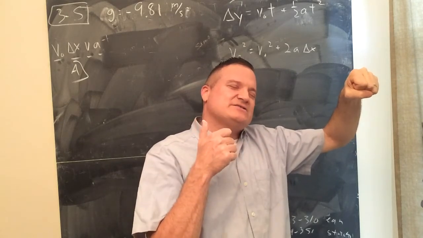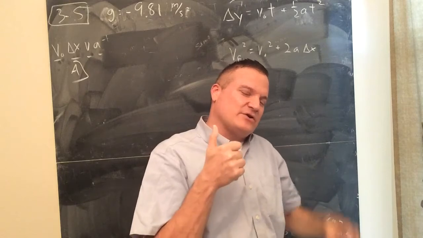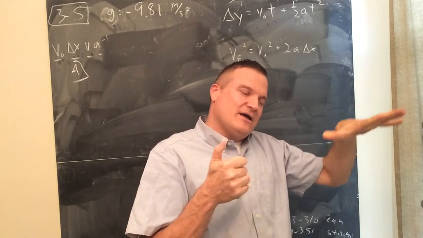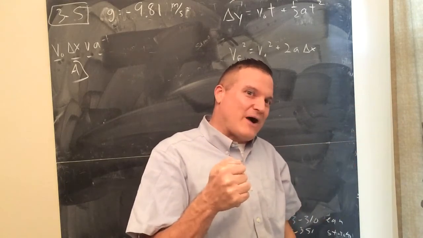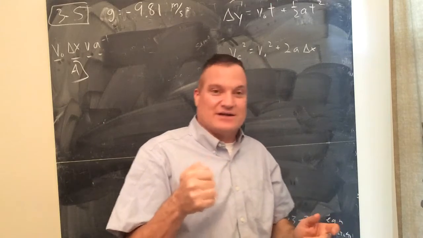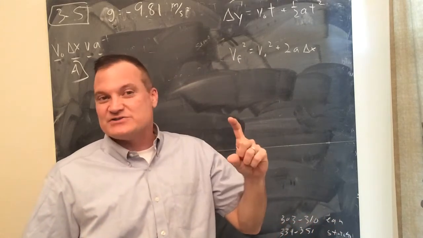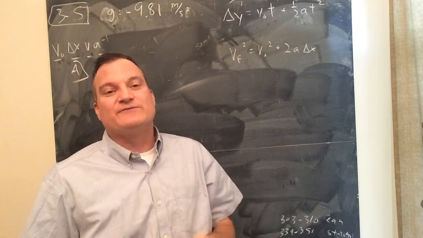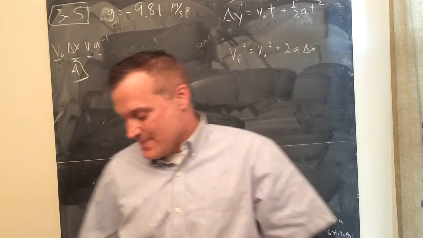Start timing right when you drop. Start your stopwatch right when you do it. Let go. Boom. Right when you hear the click, the boom when it hits the ground, stop your stopwatch. If you know how much time it took to fall, you'll be able to figure out how tall it is. Okay, that's what this problem is.